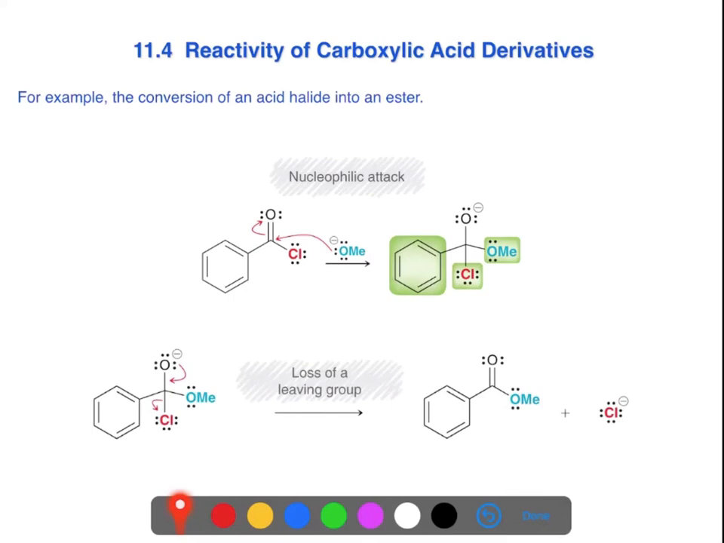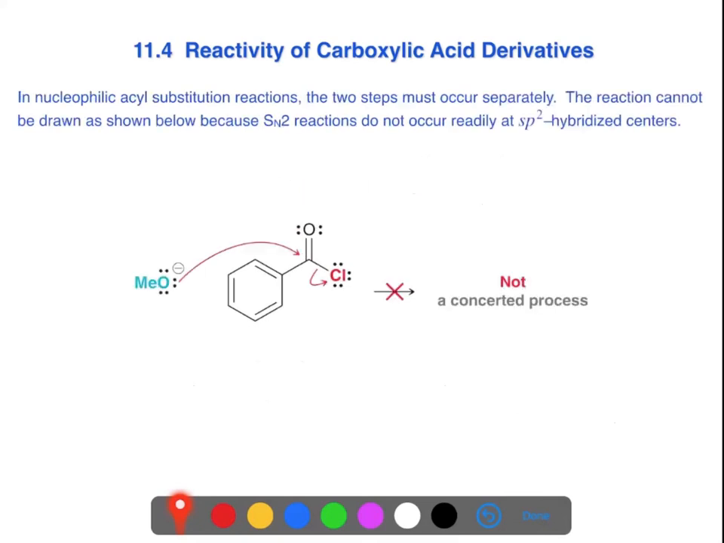Now it's really important to recognize that in nucleophilic acyl substitution, at the very minimum, these two steps are involved, nucleophilic attack and loss of leaving group. And it's also important to recognize that an intermediate is formed. This is not a concerted mechanism. This is a stepwise mechanism. So in nucleophilic acyl substitution, we do not see the attack of the nucleophile onto the carbonyl carbon and loss of the leaving group occurring in a concerted manner. This is not what we observe experimentally. We must go through the tetrahedral oxide intermediate.